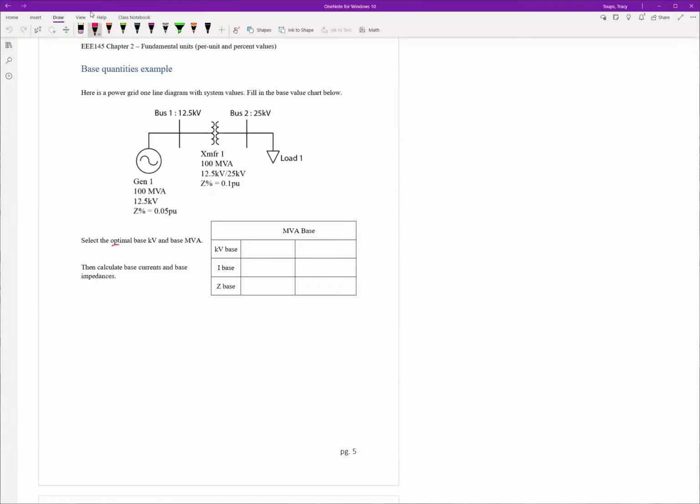Remember, we want to select the optimal base values first. So select your kV and your MVA. For MVA, I'm just going to tell you, let's do 100. That's what everybody uses. So let's start with 100 MVA. For kV, notice there are 2 columns because we have 2 voltage levels: 12.5 kV and 25 kV. So I'm going to write 12.5 kV here, and then I'll let you choose the other voltage and then figure out your current base and your Z base based on the 2 formulas from above.